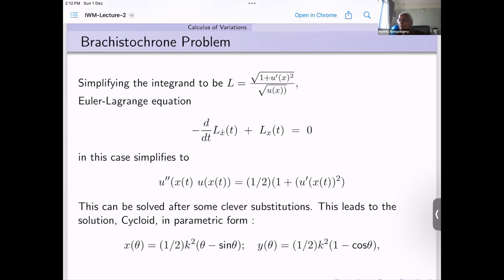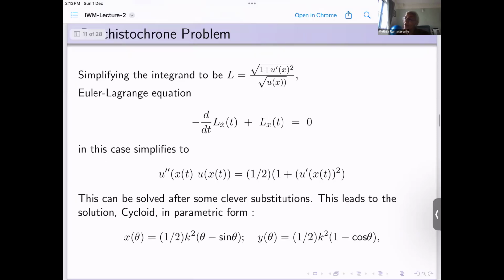Similarly, on the right-hand side, what do I have? u prime by u. Again, you can integrate it to get the log function, and that can be simplified. Further substitution will be needed. So that is how trigonometric functions will come in. And finally, you will get the cycloid.